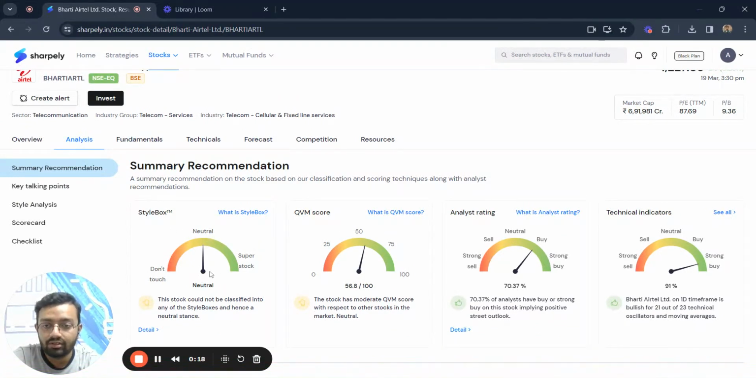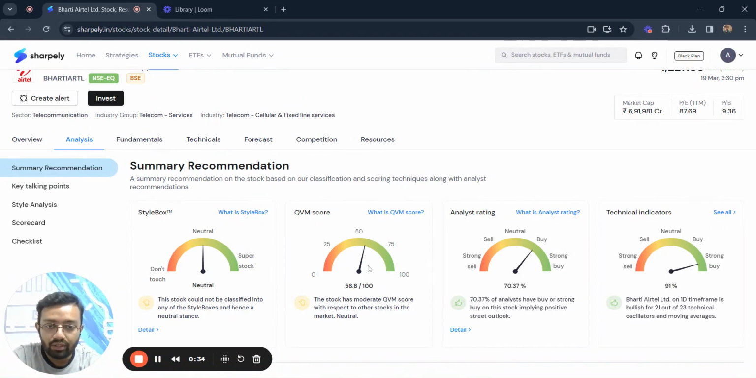First one is StyleBox, which is our own proprietary stock classification methodology, where we divide stocks into 10 different buckets. Now, currently, Bharti Airtel is in the neutral style box, so it is neither positive nor negative.